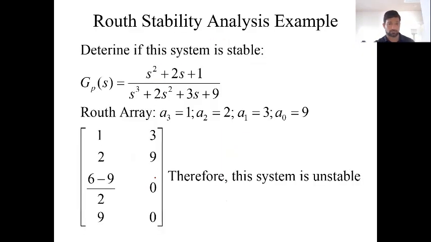Here's an example of a transfer function. What we can see is this is positive, this is positive, this is positive. Now we need to look at the ratio of these terms. If we actually do the math on this third term, we'll see that it's actually unstable, even though from this case right here, it looks like all of these terms are positive.